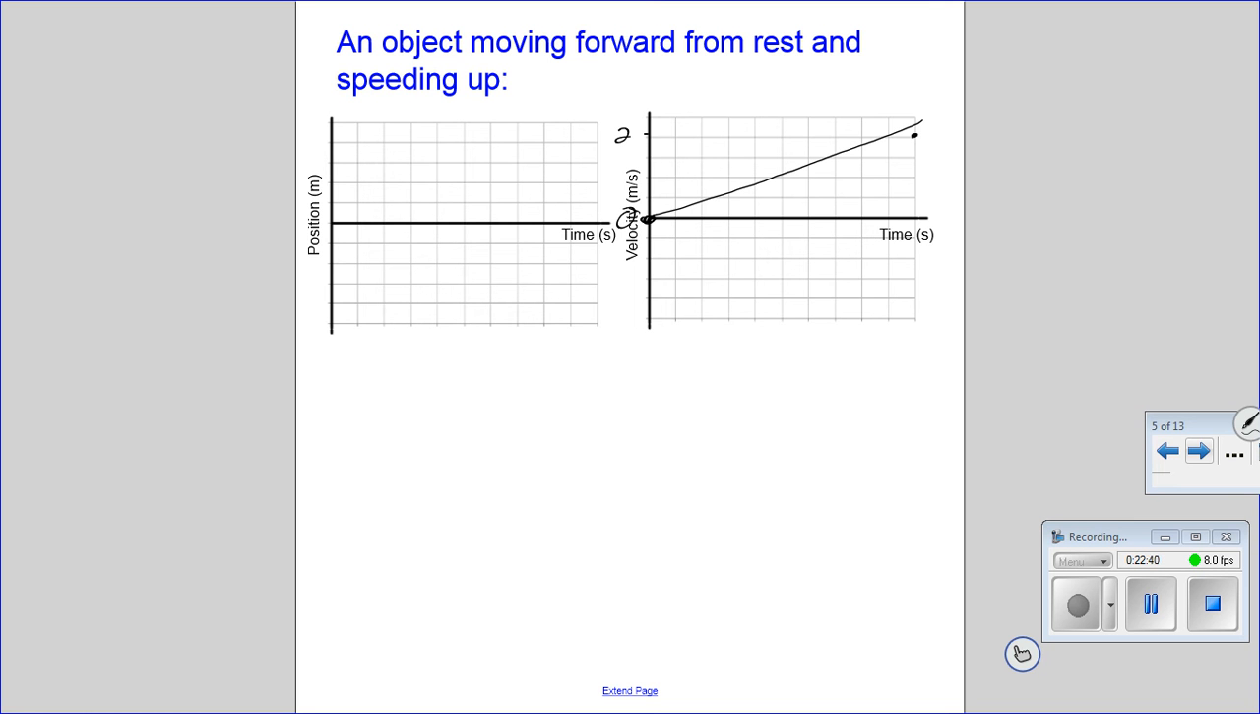So what this represents is an object that is at rest, and then it moves forward because the velocity is positive, and it gets more positive, so it's speeding up, right? Cool? And my position time graph has got to slope uphill because we're moving forward, and it's got to get steeper because I'm speeding up. So, curved.